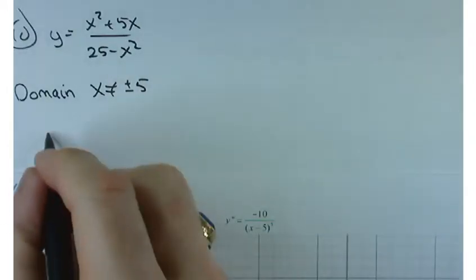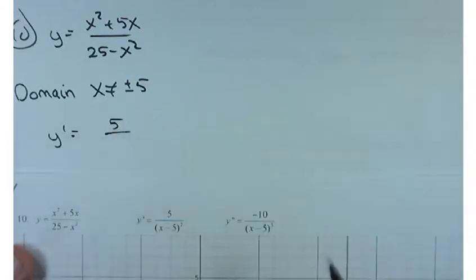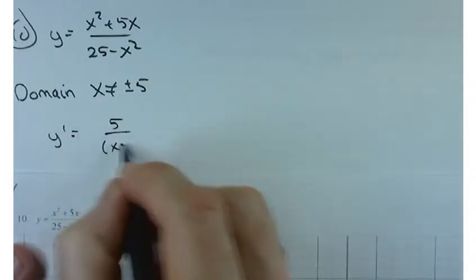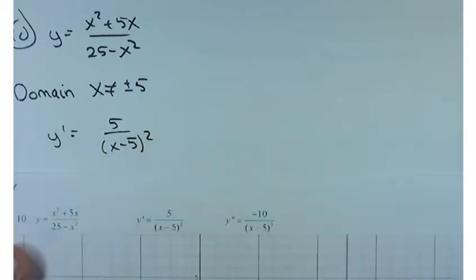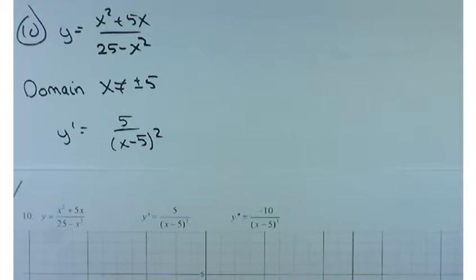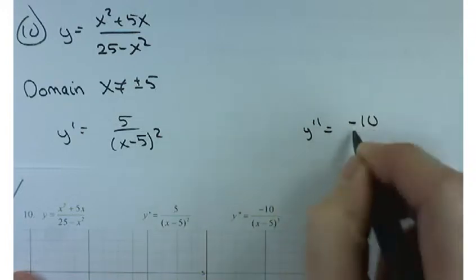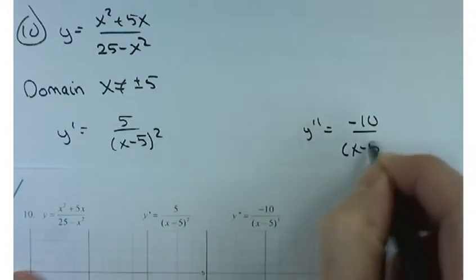We've got our first derivative, y prime is 5 over x minus 5 squared. I remember doing that one out by hand. It was really ugly. You're lucky we were giving this to you. And then y double prime, the second derivative, is negative 10 over x minus 5 cubed.